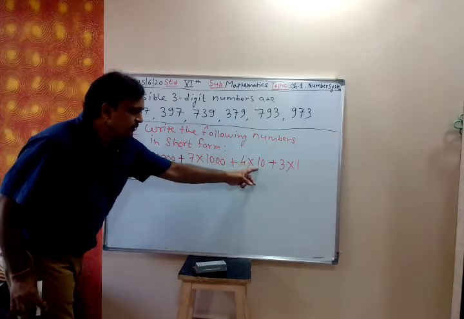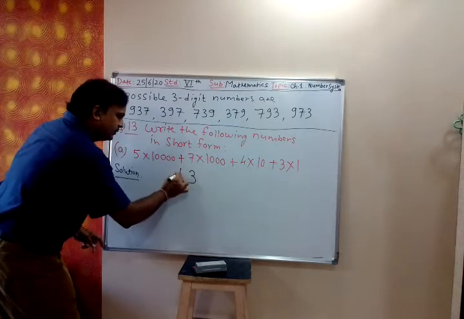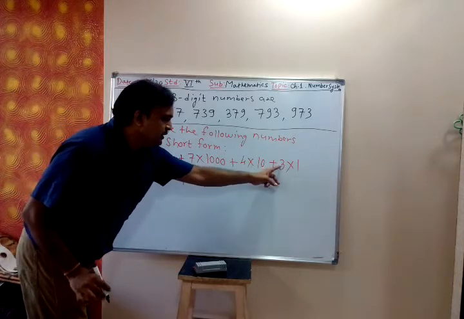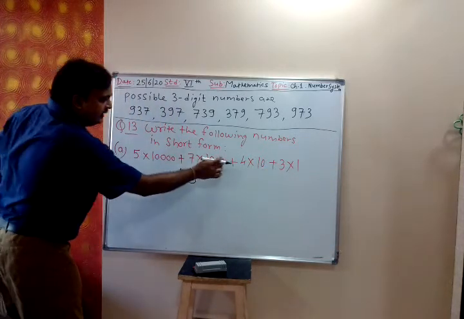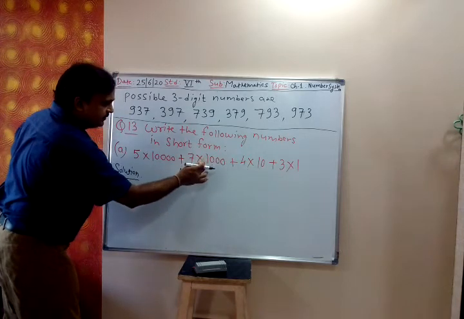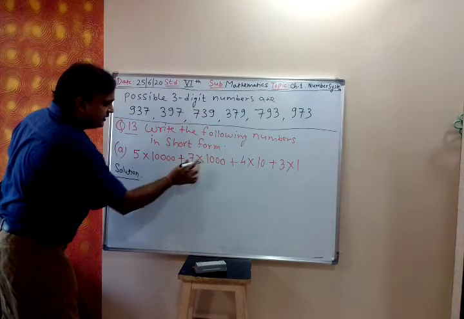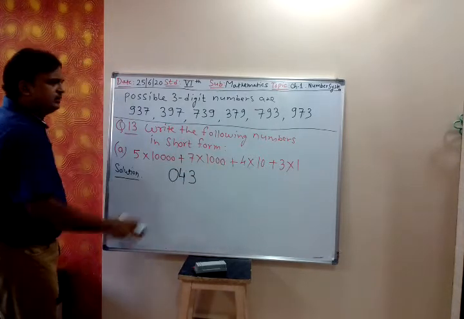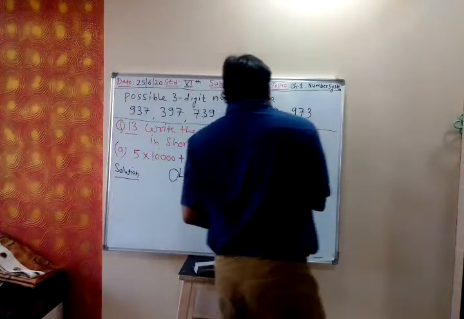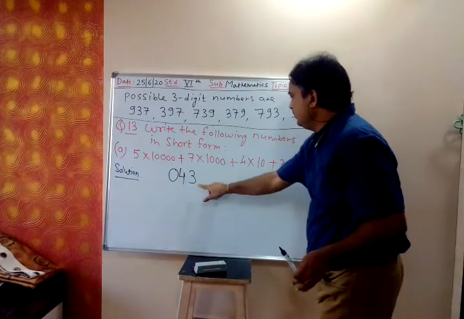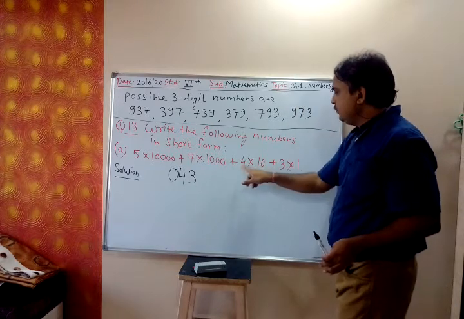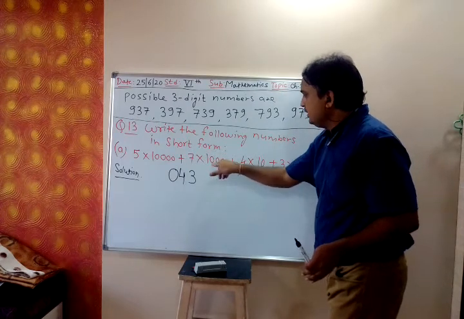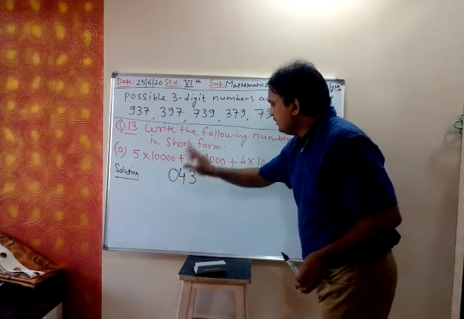Then 4 into 10 means at tens place there is number 4. 4 is at tens place, 3 is at ones place. Then after 4 there is no 100, it is 1000. So in place of 100 I will write 0 because there is no 100.